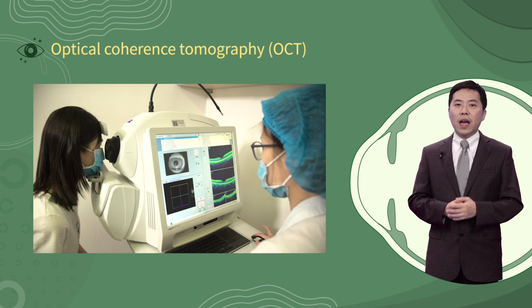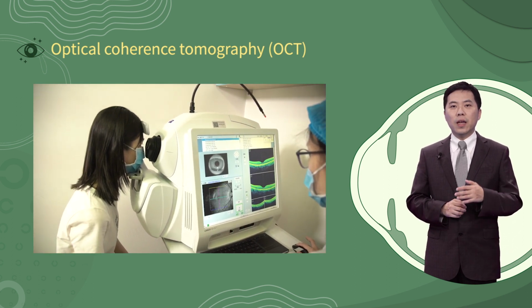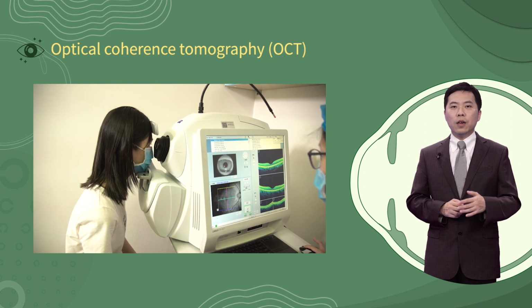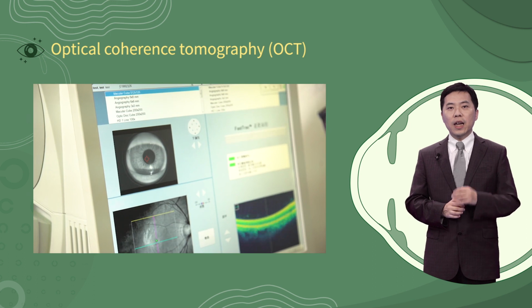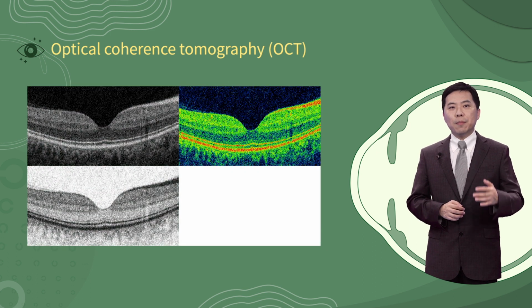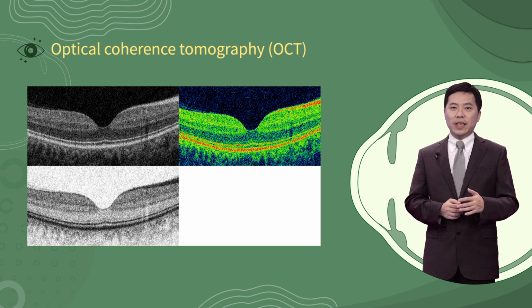OCT can provide high-resolution cross-sectional image in vivo. It uses the technique of optical coherence to detect the signal refracted from the retina. The OCT image can be grayscale or pseudo-color. With OCT, we can identify the retinal layers.